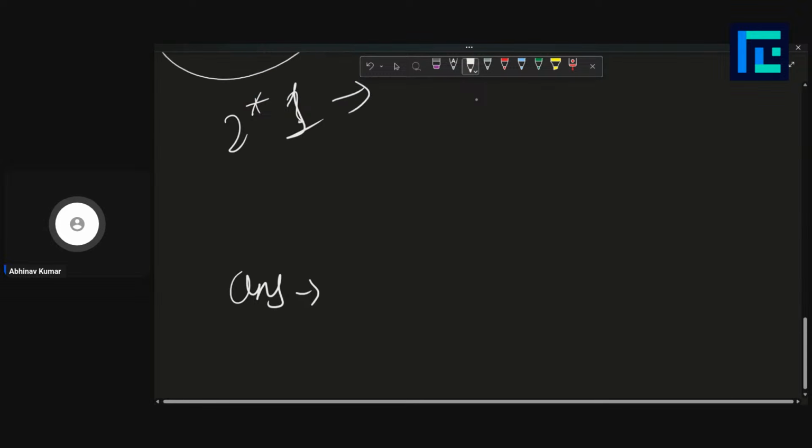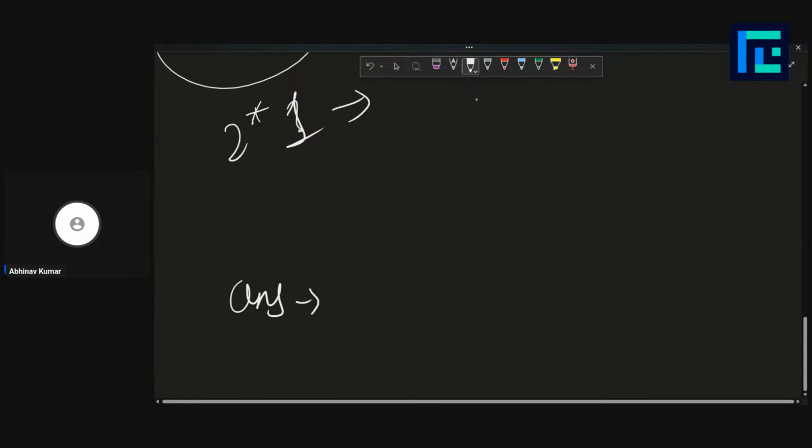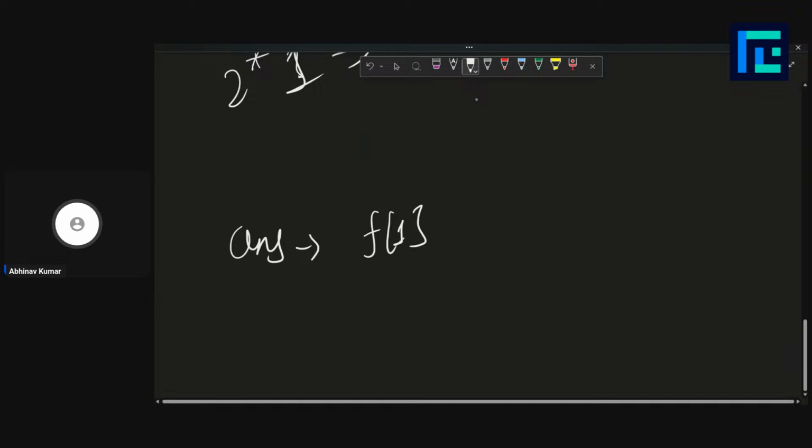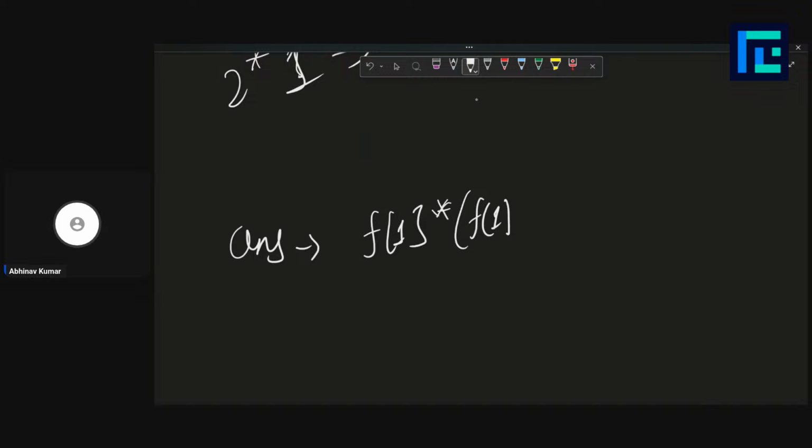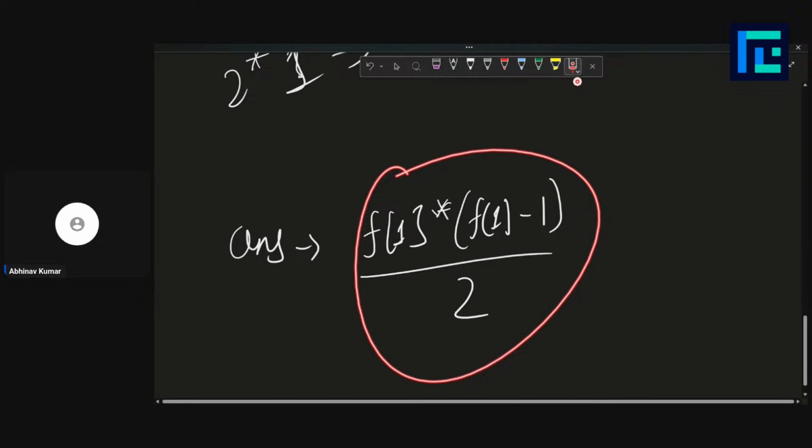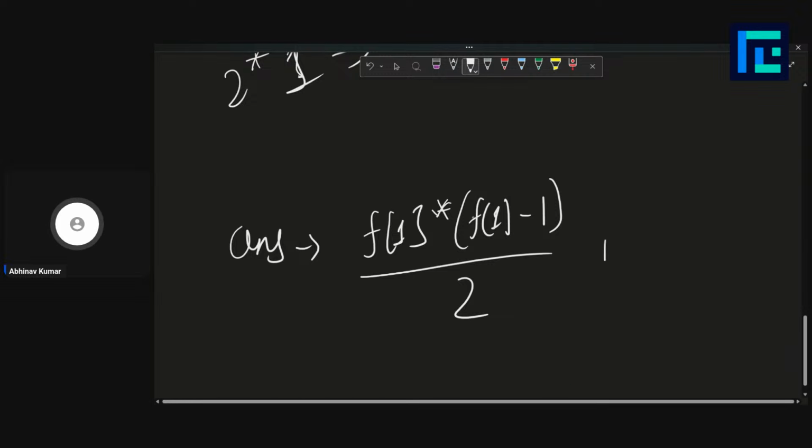Our answer is basically for 1 plus 1, we can say whatever is the frequency of 1, if f of 1 represents the frequency of 1, then frequency of 1 C2, which is frequency of 1 into frequency of 1 minus 1 by 2. Okay. So pick any two of the ones. This is the number of ways to do that.